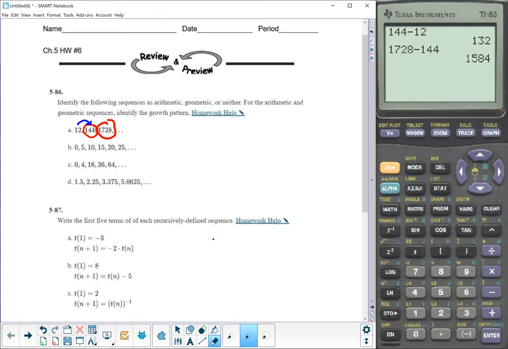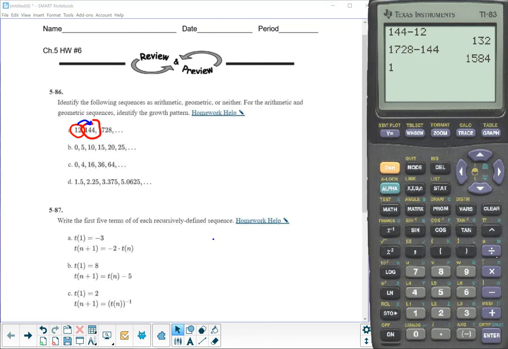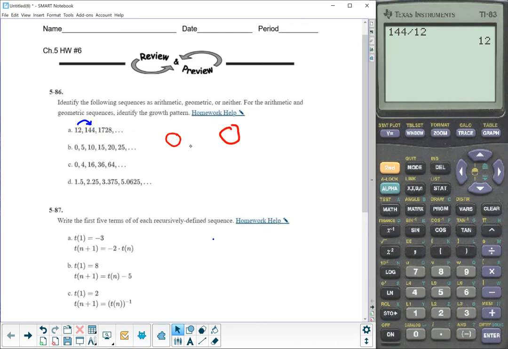Okay, now we're going to see if it's geometric. And for geometric, we're going to do the same thing. We're going to start with 144, and we're going to divide it by 12. So 144 divided by 12, and we get 12. Which means that to get from 12 to 144, we're multiplying it by 12.